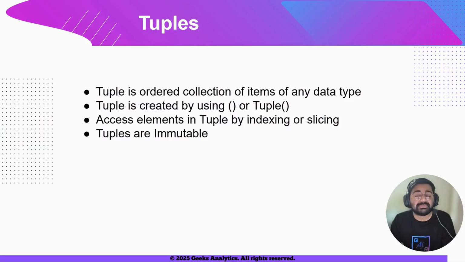Sometimes there can be cases where you get a fixed number of elements, let's say 5 elements, and those 5 elements will never change. In that case, it is always better to use tuples instead of lists, because a tuple will ensure that your data doesn't get changed in between the processes.